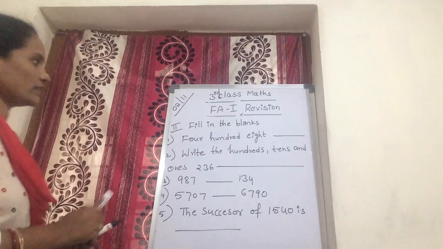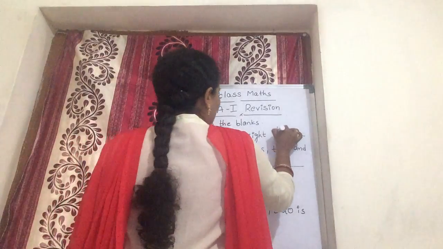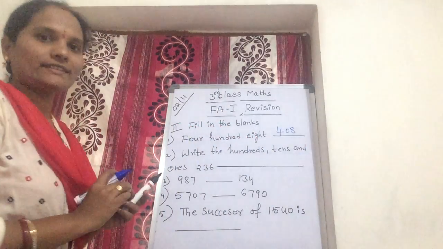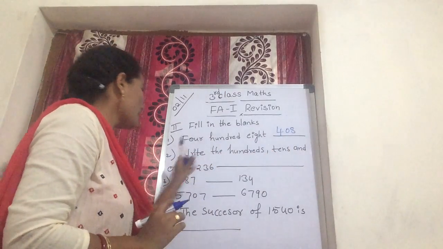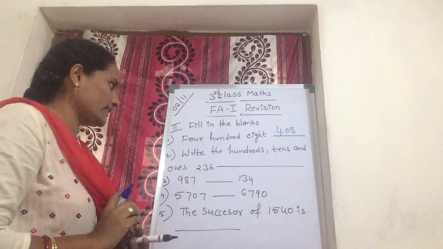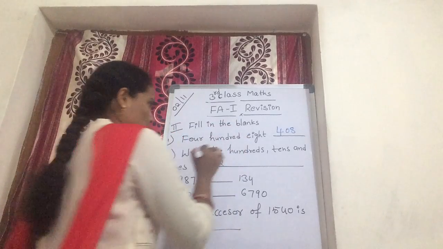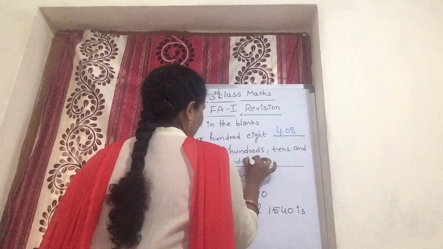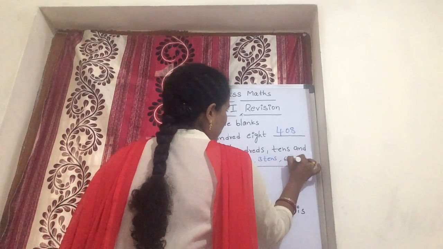Students? Now first one, 408. Now next one, write the hundreds, tens and ones. What is our given number? 236. In hundreds, how many hundreds? 2 hundreds, and 3 tens, and 6 ones.